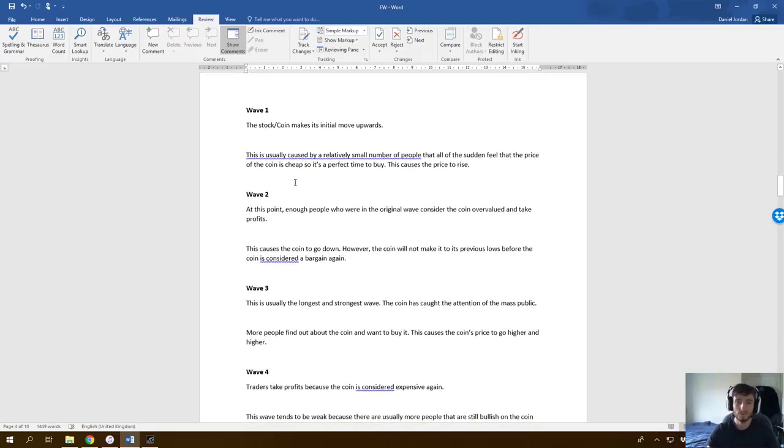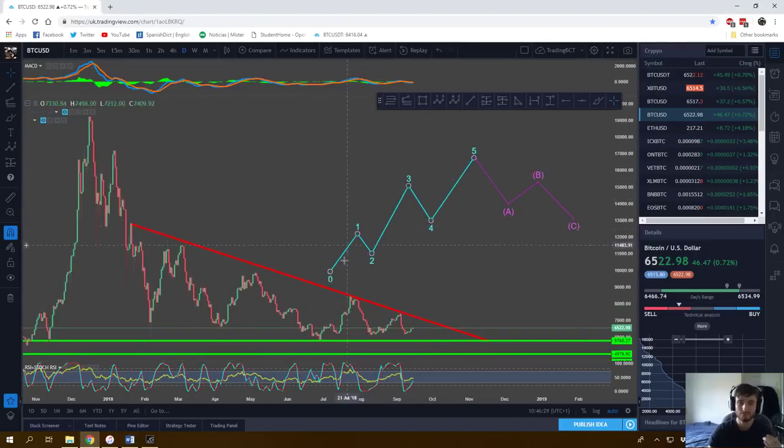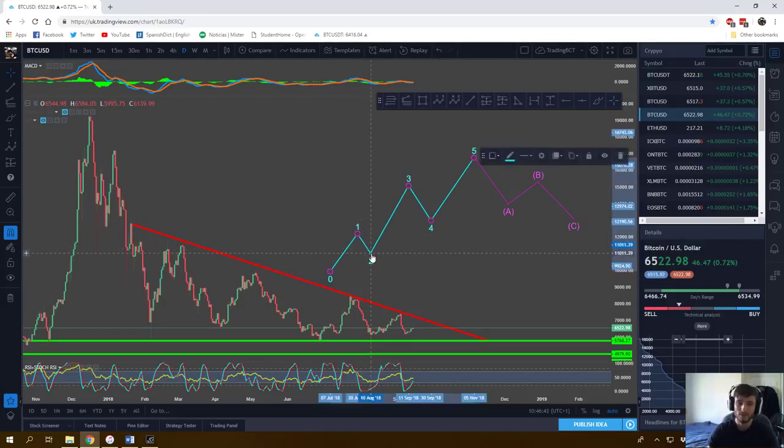Okay, so wave number 2. At this point, enough people who were in the original wave who bought the bottom consider the coin or stock overvalued, and they begin to take profits. This causes the coin to go down. However, the coin will not make it to its previous lows before the coin is considered a bargain again. So you see here, number 2, we got the wave 1 up, and then this is where people that bought down here want to start taking profits. Always people take profits in any trading. It's a necessity.